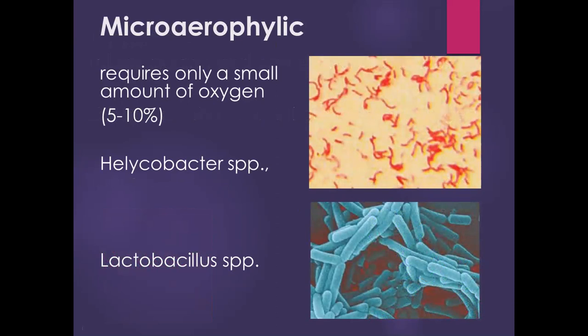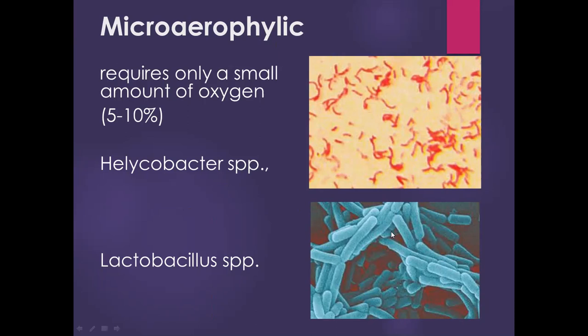Microaerophilic bacteria require oxygen, but in a smaller amount than is present in the atmosphere. In the atmosphere, the concentration of oxygen is 20%, but microaerophilic bacteria need 5 to 10%. The medically important microaerophile is Helicobacter pylori. This is a curved bacteria, highly motile, gram-negative. They are the causative agent of gastric ulcer and some other enteric diseases, very harmful bacteria.